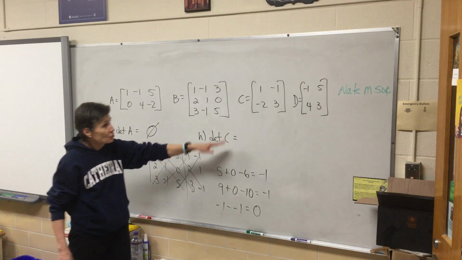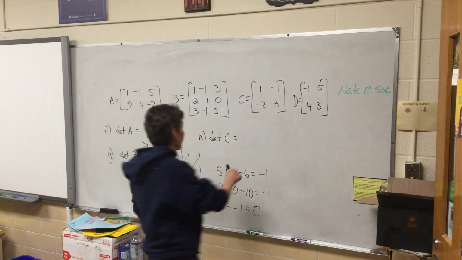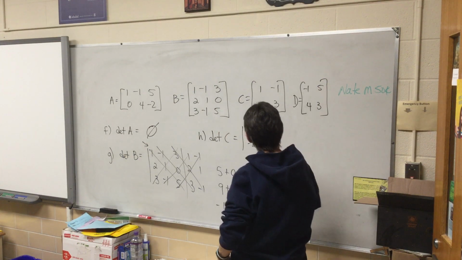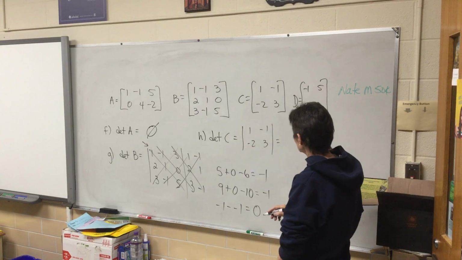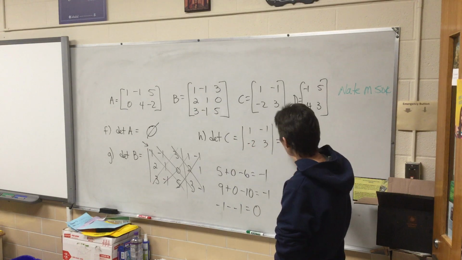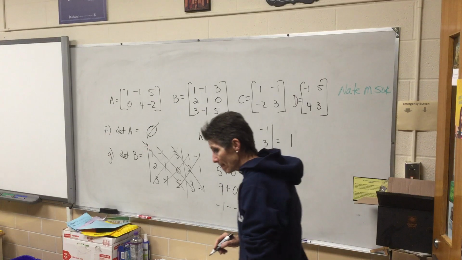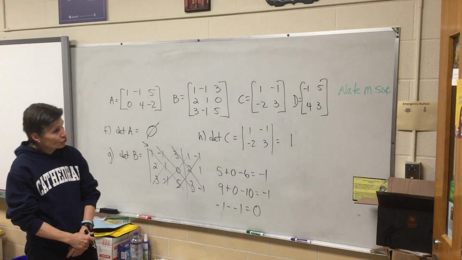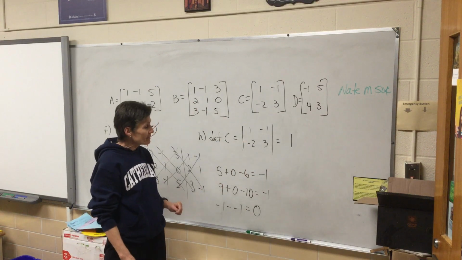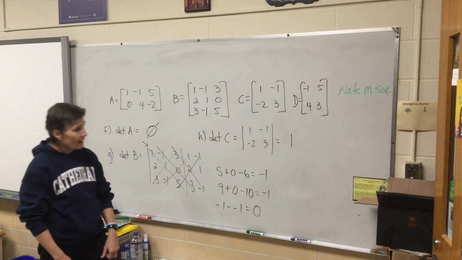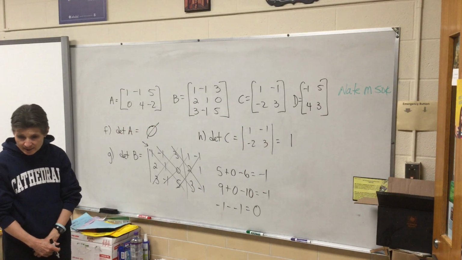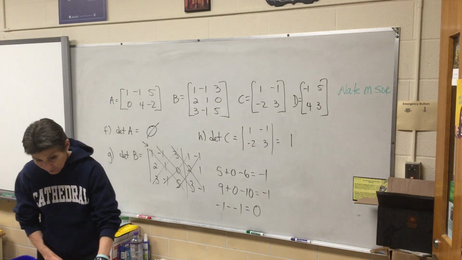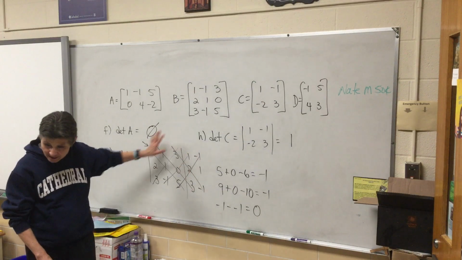All right, what's the determinant of C? I got 1. Did you get 1? My down diagonal is 3. My up diagonal is 2. And 3 minus 2 is 1. One more problem. Everybody okay with these determinants?